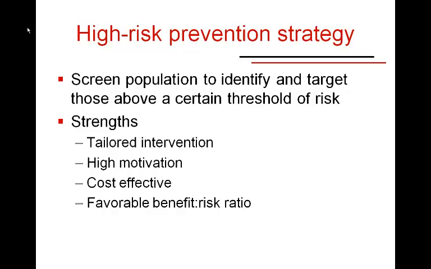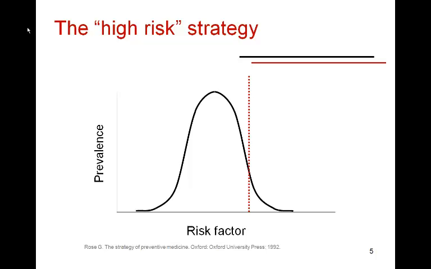And the benefit-risk ratio is favorable because whatever costs or risks are entailed in your prevention strategy, they are borne uniquely or exclusively by those who stand individually to benefit. So here, visually, a high-risk strategy would simply mean that you identify some meaningful clinical threshold here. You categorize the population as above or below, and you direct your resources into this high-risk pocket of the population to engage in prevention approaches.